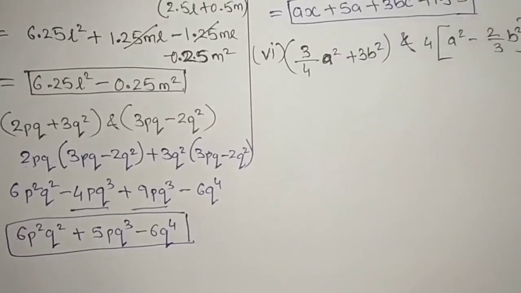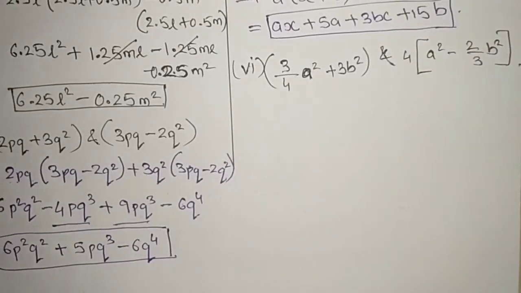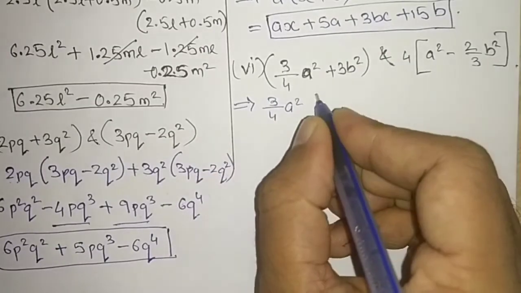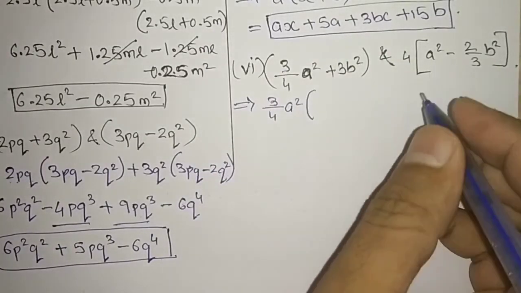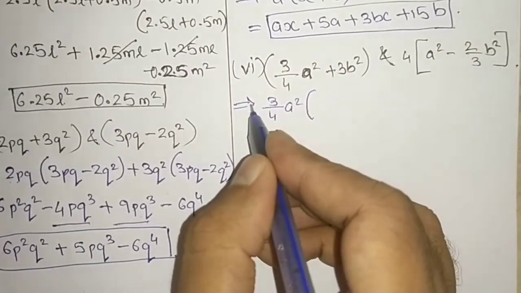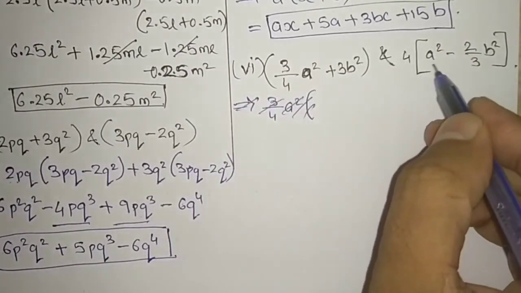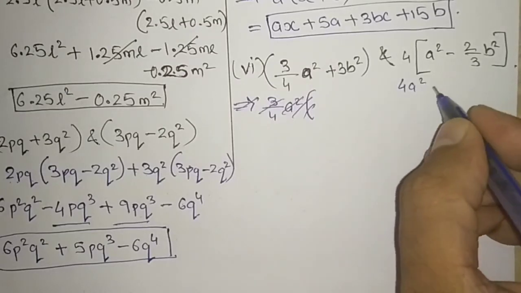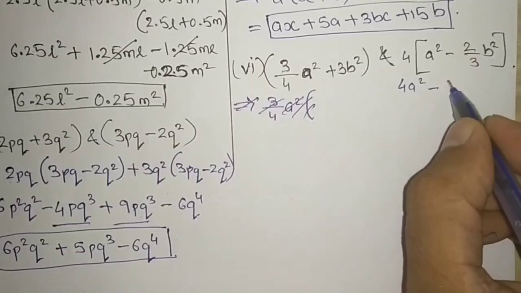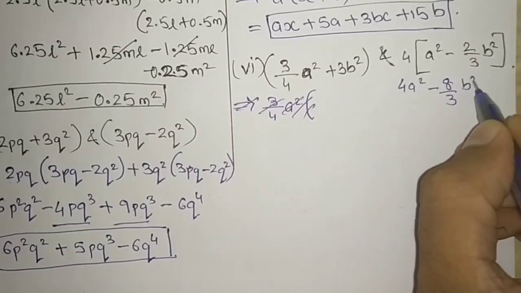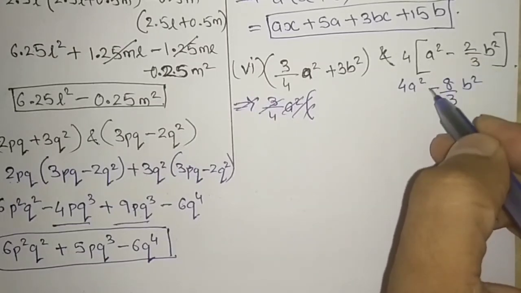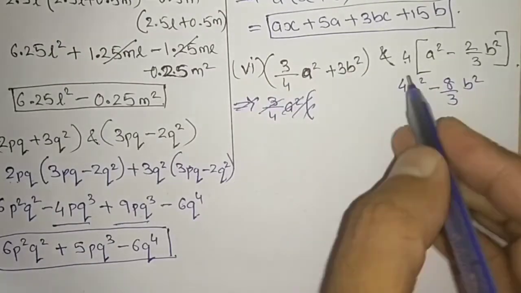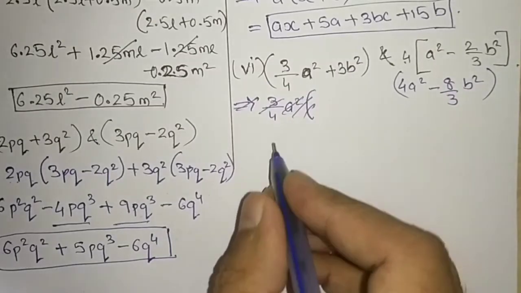Now moving to the last part, procedure will be same, multiplying the first term 3 by 4 a square with the second bracket, but before I do this I have to simplify the second term. 4 into a will give me 4a square minus 4 2s will give 8 by 3 b square. This will be our second term. I have multiplied 4 with the whole bracket, so we will do the calculation of this bracket and this.